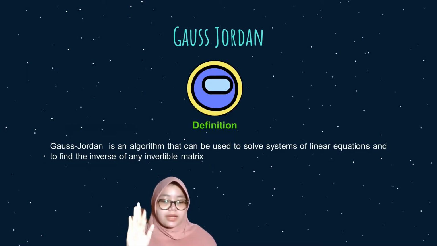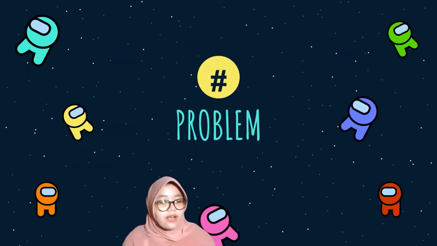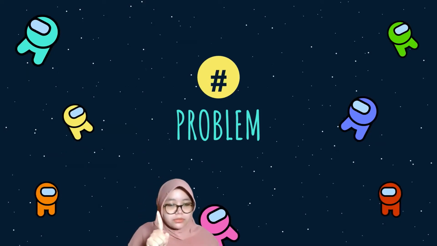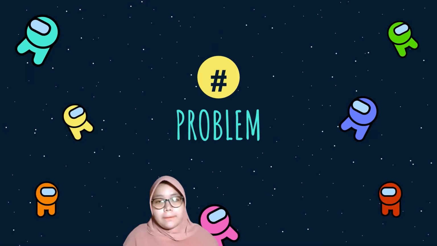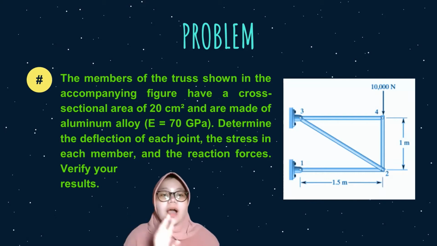Gauss-Jordan is an algorithm that can be used to find the inverse of any invertible matrix. Now we have reached our main problem. The members of the truss shown in the accompanying figure have a cross-sectional area of 20 cm squared and are made of aluminum alloy with elasticity around 70 gigapascal. We need to determine the deflection of each joint, the stress in each member, and the reaction forces. We have to verify our results. So, Vincenzo Casano, how do we solve this?